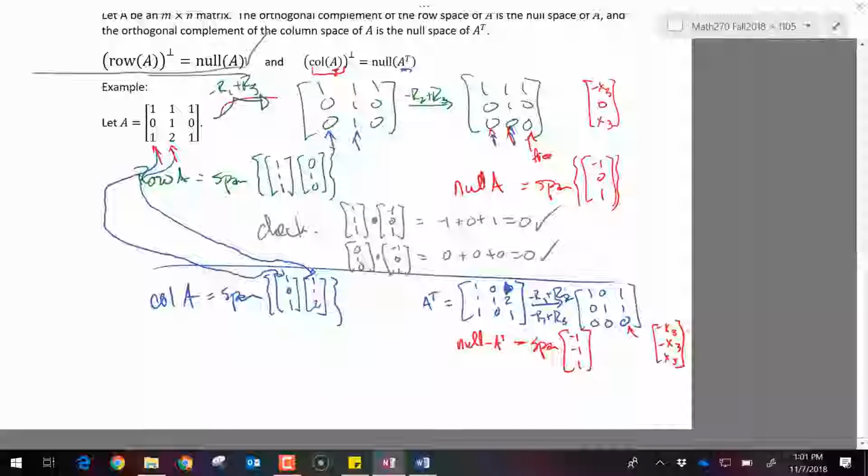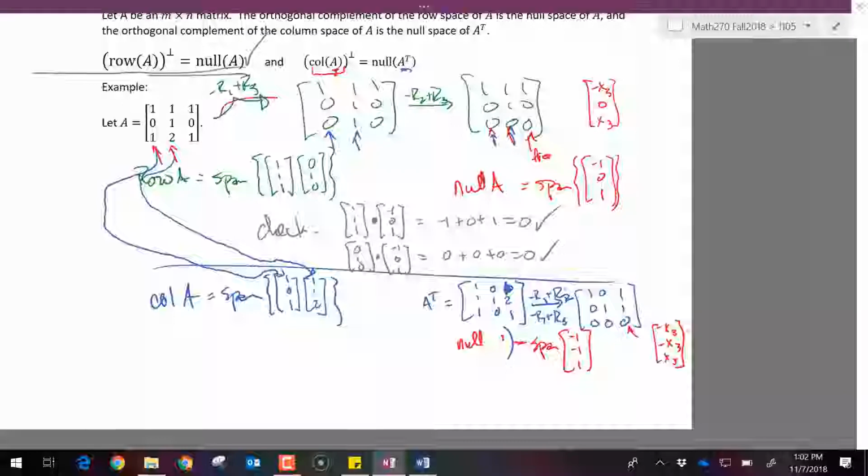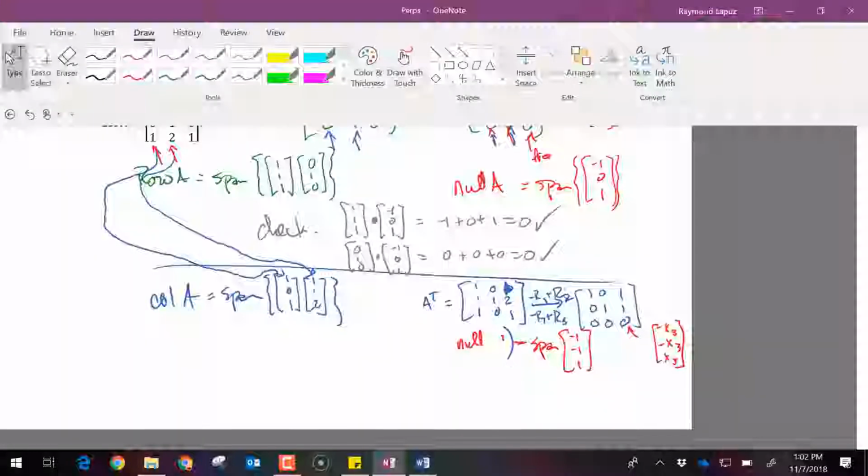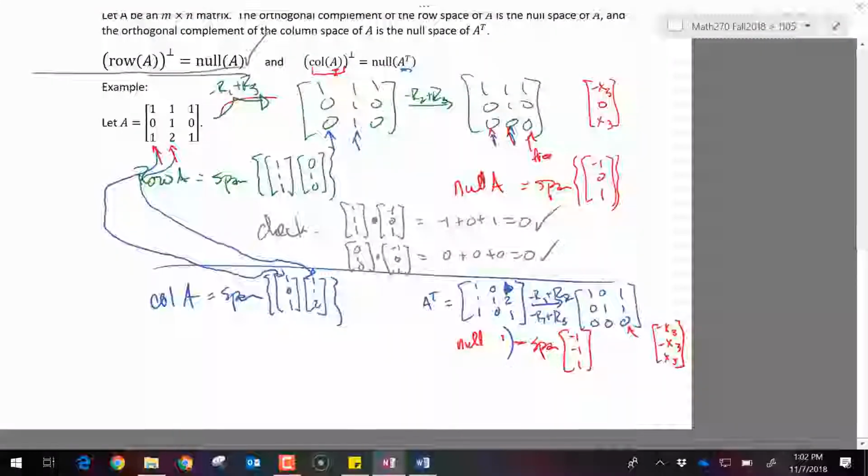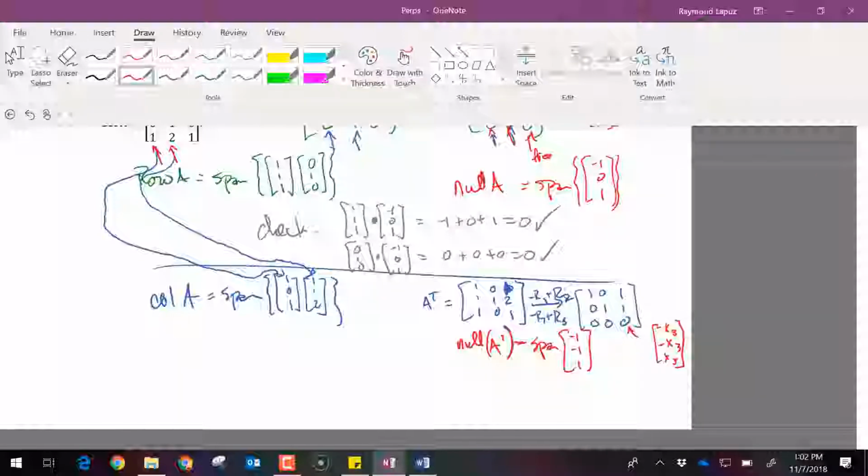So that looks better because when I dot them with the null of A transpose, which is what I have here, I want the null of A transpose, not negative. I don't know why there's a little minus sign there. So let's check.